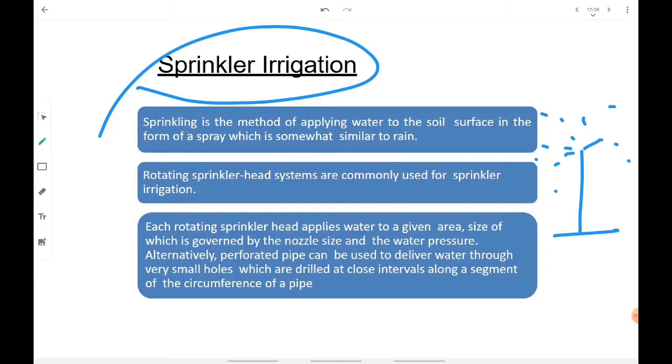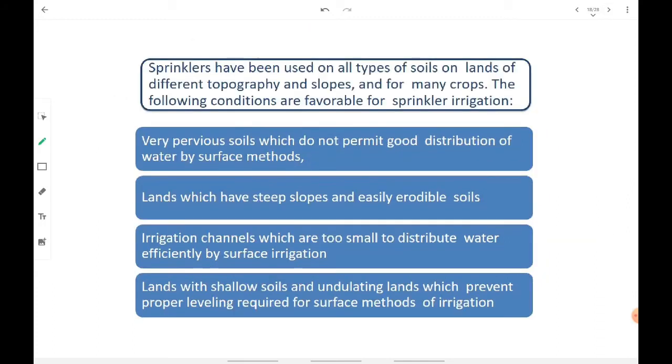Alternatively, perforated pipe can be used to deliver water through very small holes drilled at close intervals along a segment of the circumference of the pipe. Either you can have pinholes on the pipe itself, or a nozzle system that causes an artificial rain like simulation in the farm. Sprinklers have been used on all types of soil, on lands of different topography and slopes, and for many crops.